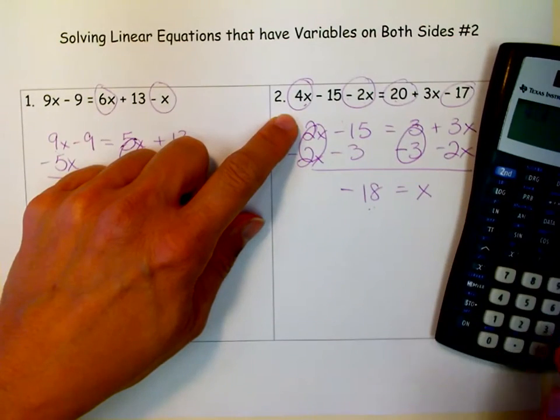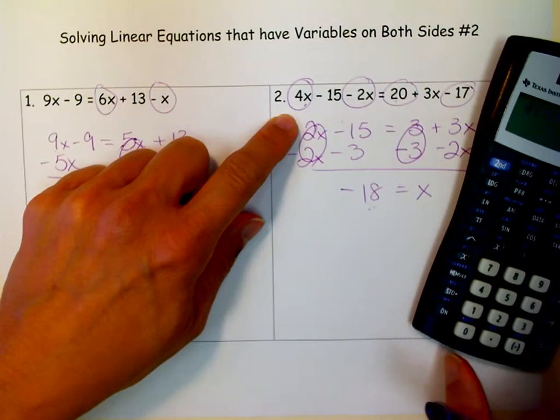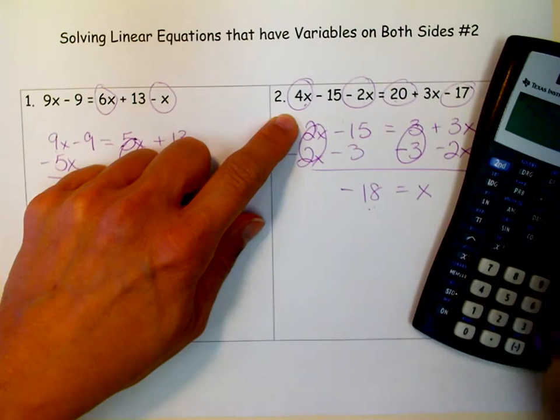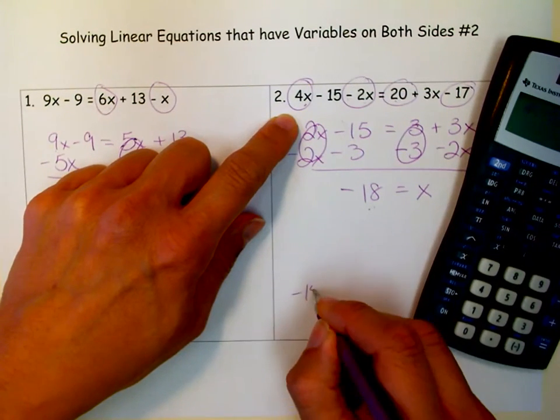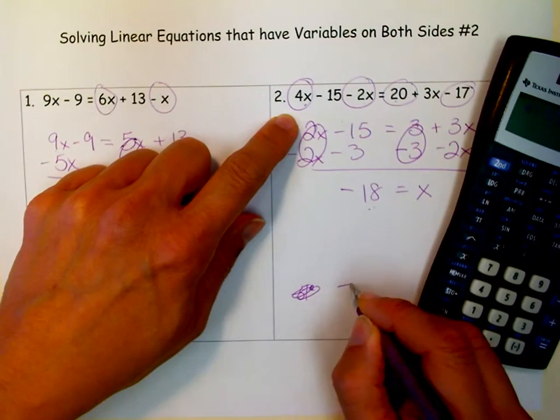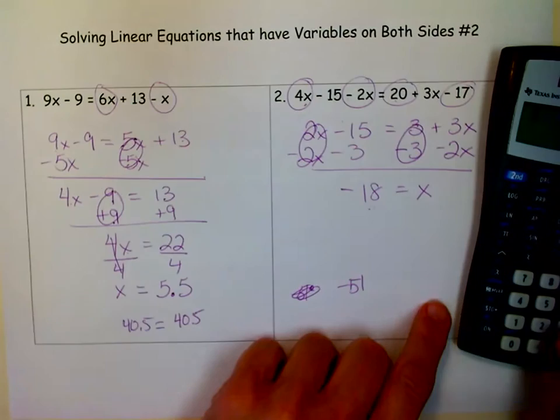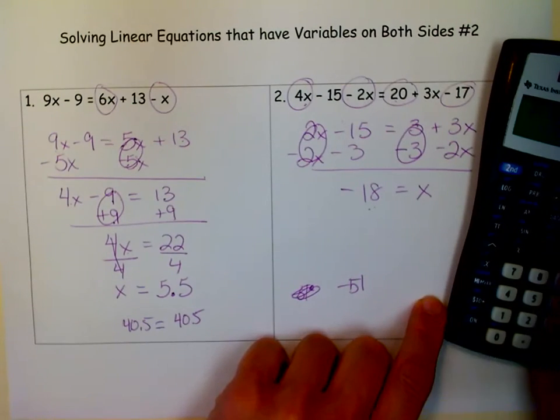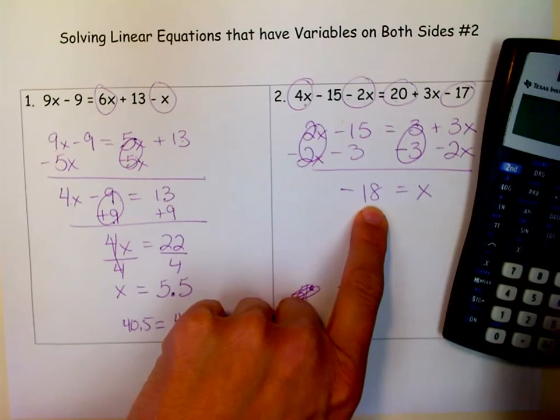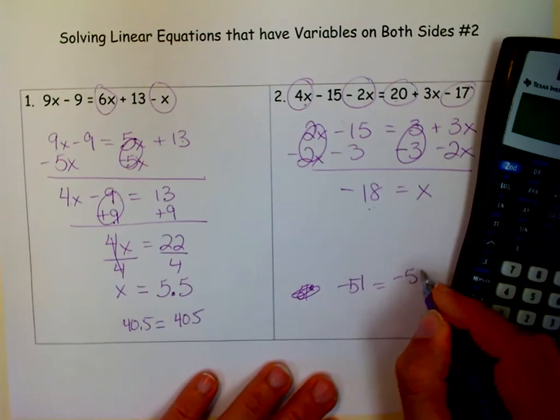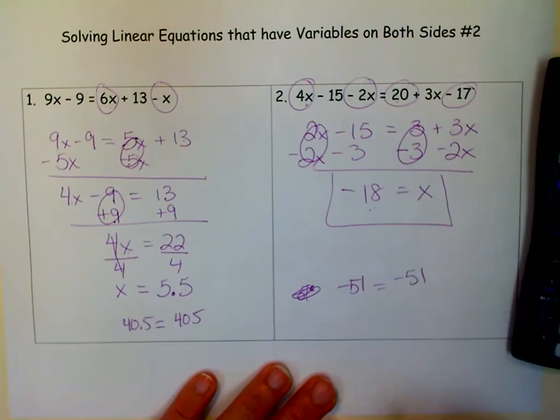So if I was going to check that, I would put negative 18 back in there. So 4 times negative 18 minus 15 minus 2 times negative 18, and I'm using parentheses for multiplication, which you can do, and that was a negative 51. So I'm going to see if it works over here. I'm going to say 3 times negative 18, because that's what I think x is, plus 20 and then minus 17, and I get a negative 51. So since both sides are the same, I know that this is my correct answer.